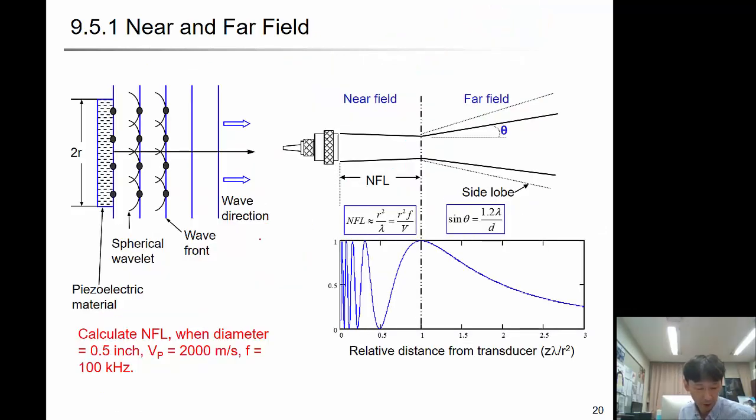Okay, here is another schematic showing the near field effect. In the near field, the ultrasonic transducer has very good directivity, like this. And then in the far field, it's like a spherical wave propagation, so that it propagates with some angle.